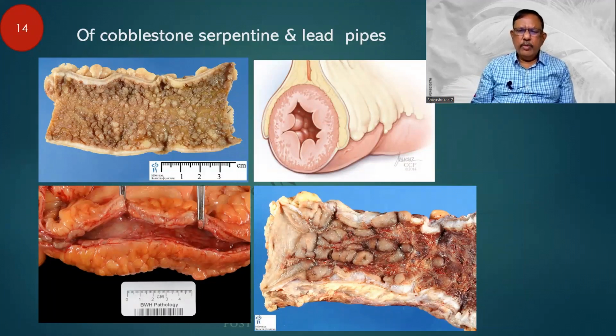There are many stories about cobblestones, serpentine ulcers, and lead pipes. So here again, in contrast to the earlier pseudopolyps, I find that it is being literally carpeted with multiple polyps, which is producing a classical cobblestone appearance. That is because of the ulceration in between, so that the rest stands above. A cobblestone appearance. And in between them, I do find a serpentine ulcer, which is classical of Crohn's disease.